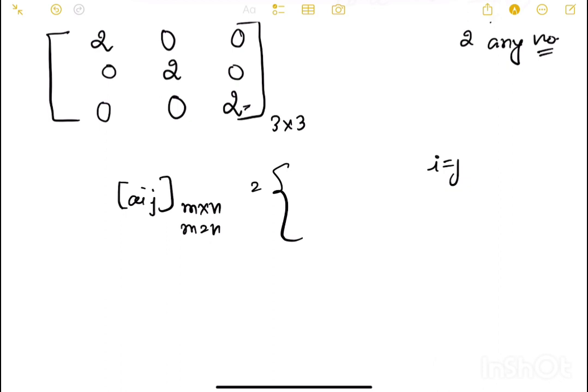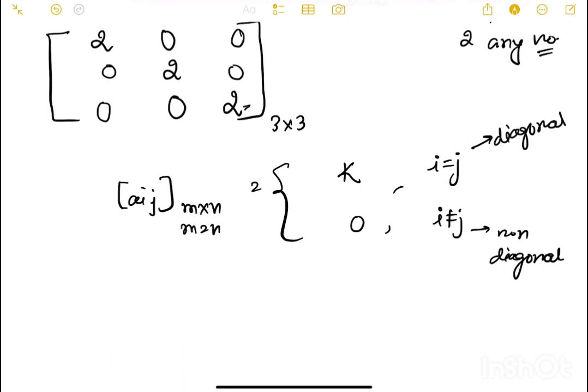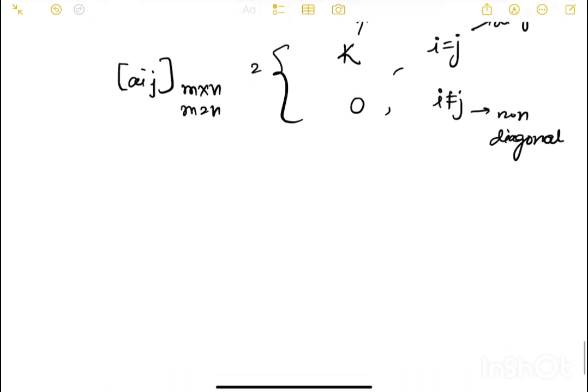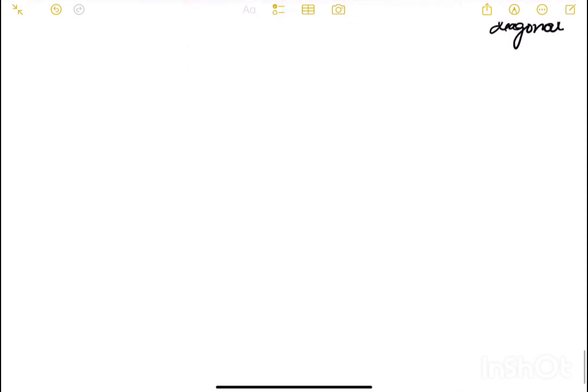Along the diagonal it will be a constant k, otherwise it will be 0, because this is my non-diagonal element and this is my diagonal element, right? I hope this is clear, like what my diagonal elements look like: a11, a22, a33. So this is how, in general terms, we can write a scalar matrix.